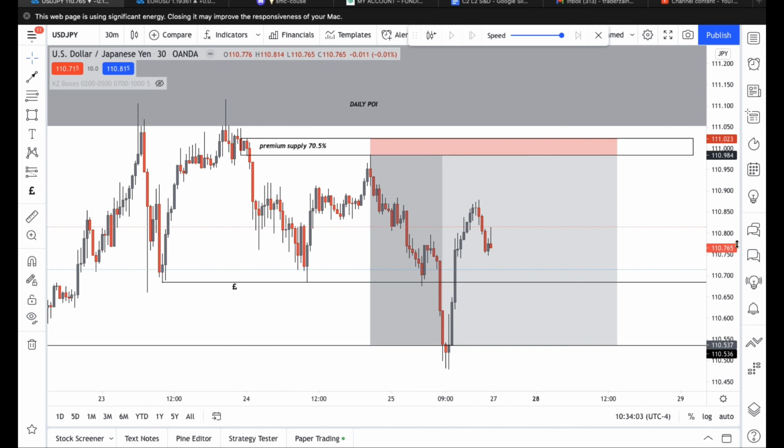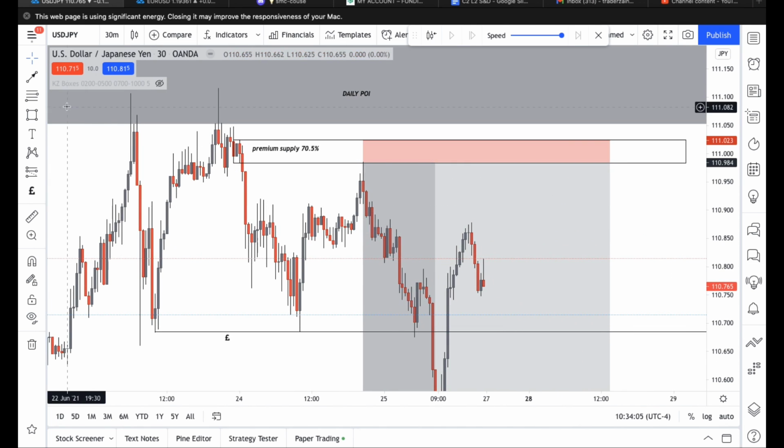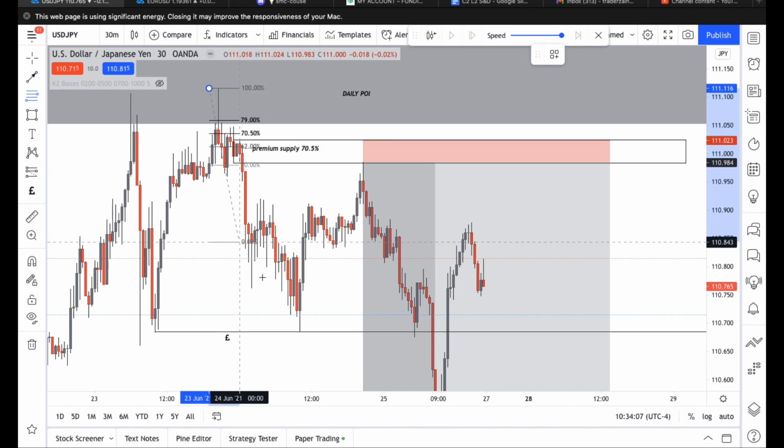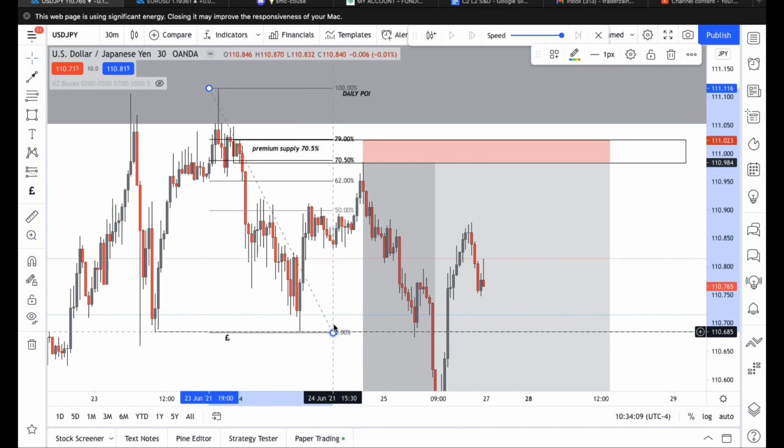right over here. Okay, now if I fib up the swing high to that swing low, what can we see? This base here aligns perfectly between our discounted levels, and as you can see, price pulled back to this zone and then sold off.